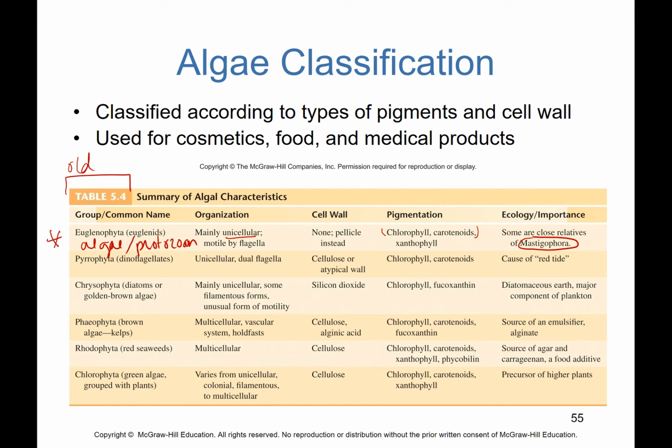Pyrophyta. Pyrophyta are your dinoflagellates. These are unicellular. They have 2 flagella, and your dinoflagellates are what cause red tide.